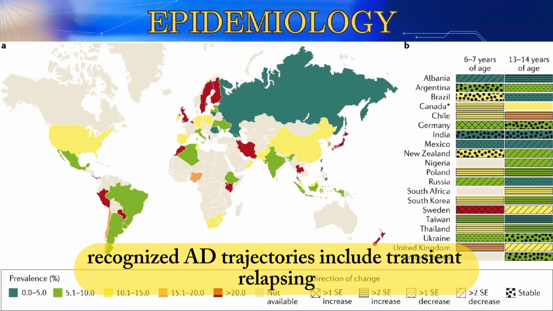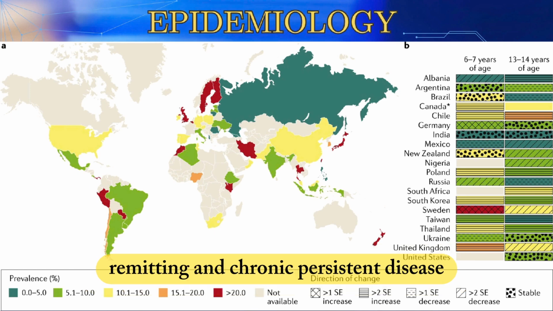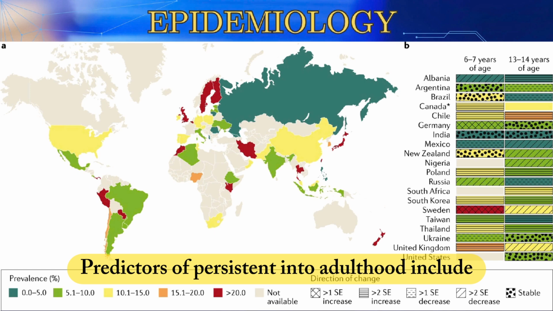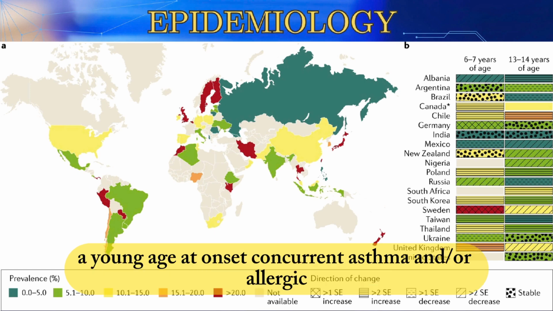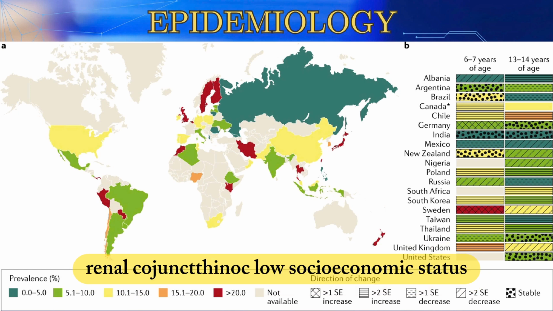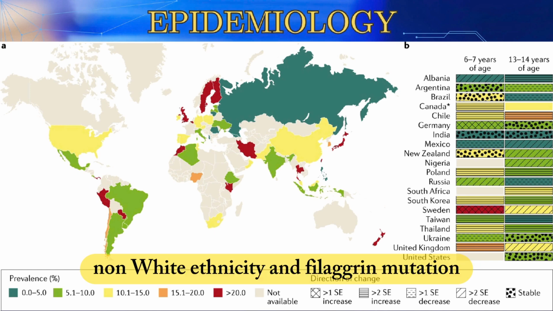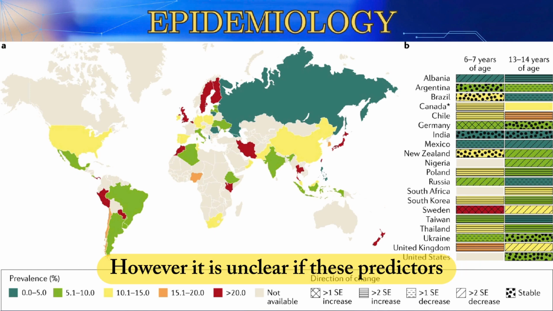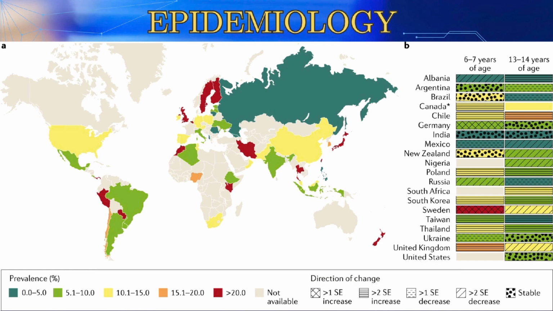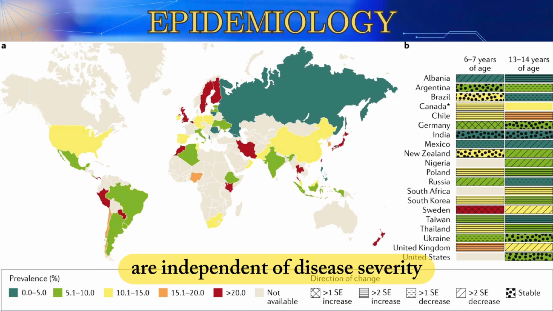Recognized AD trajectories include transient, relapsing, remitting, and chronic persistent disease. Predictors of persistence into adulthood include a young age at onset, concurrent asthma and/or allergic rhinoconjunctivitis, low socio-economic status, non-white ethnicity, and filaggrin mutation. However, it is unclear if these predictors are independent of disease severity.